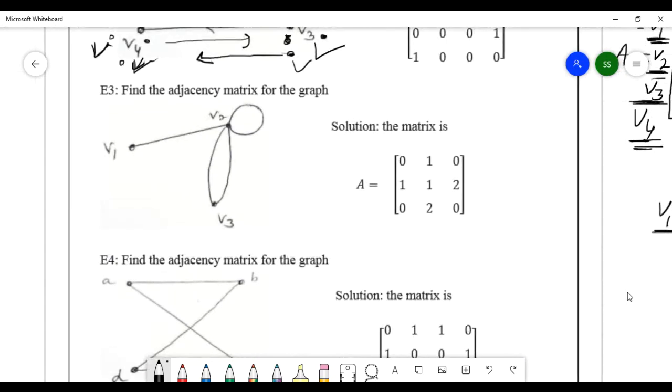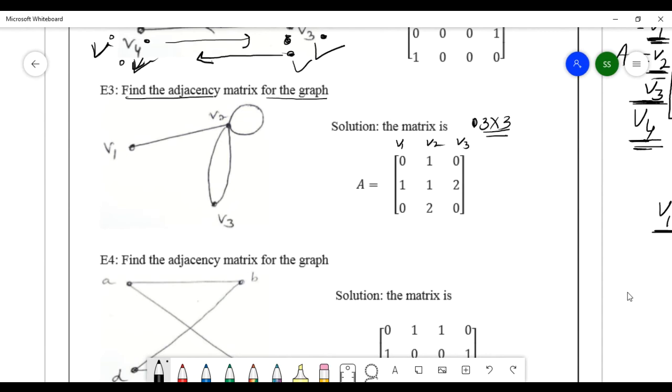See this one. Example number 3. So here how many edges are there? Find the adjacency matrix for the graph. Okay, there are 3 vertices: V1, V2 and V3. So you will get a 3 by 3 matrix, 3 rows and 3 columns. Right? So start here. Write here V1, V2 and V3.